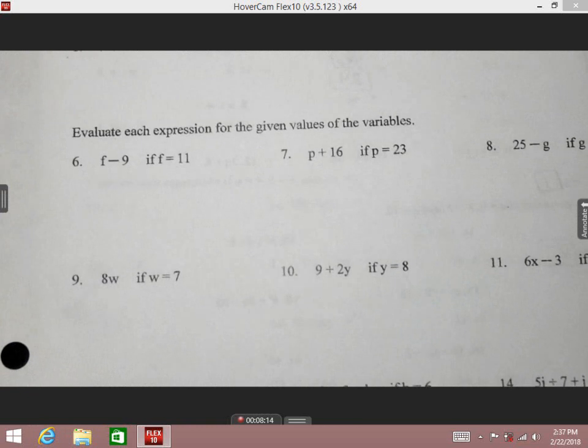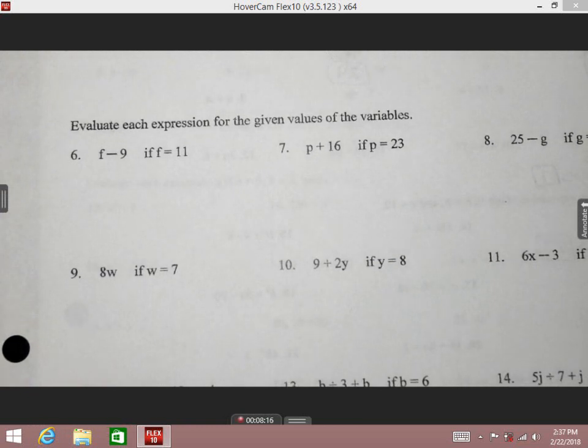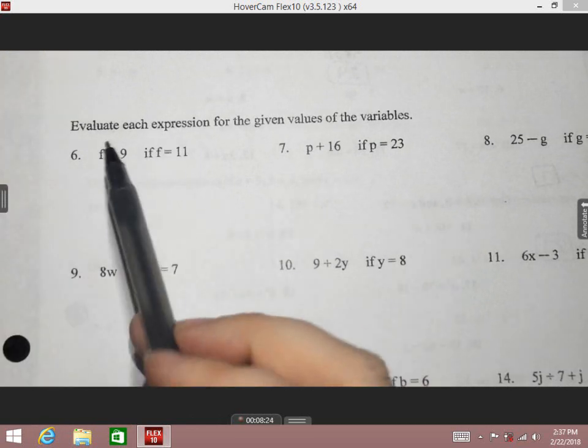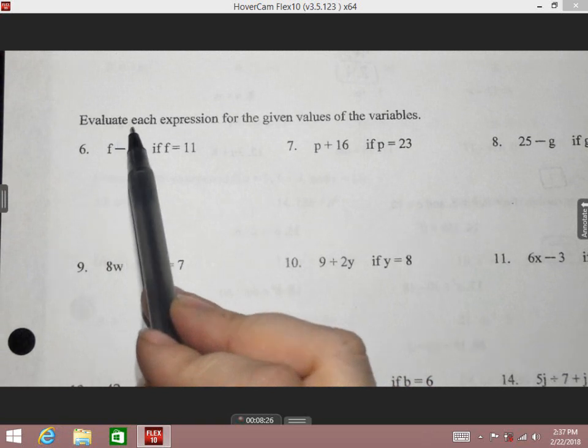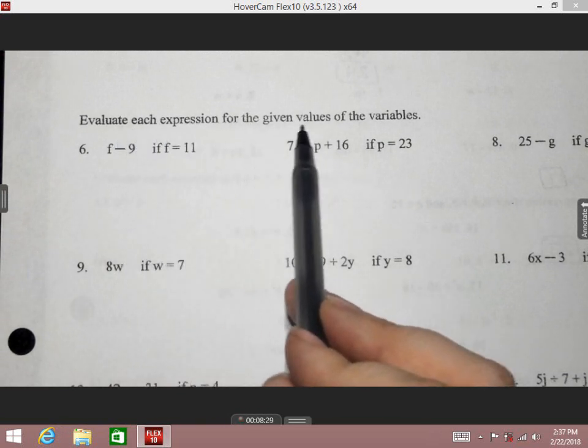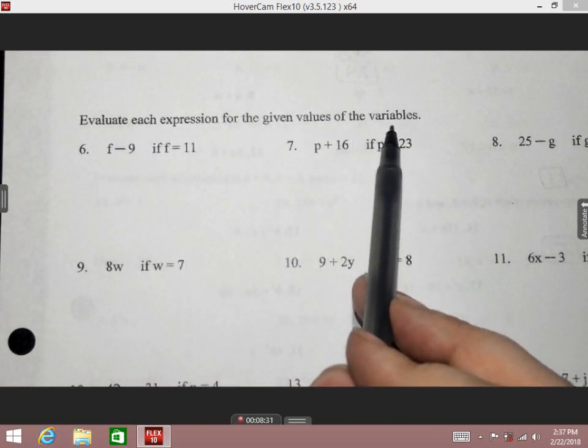All right, guys, we're going to flip it over on the back because part of your homework is also on the back side. I'll let you know which numbers to do, guys. Let's get through our one more example problem first, all right? Then I promise I'll be very clear on what our homework is. All right. Right here it says, evaluate each expression for the given values of the variables.